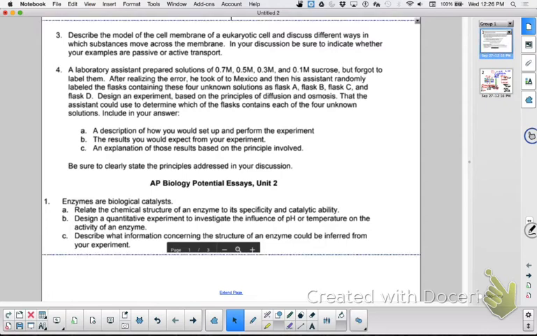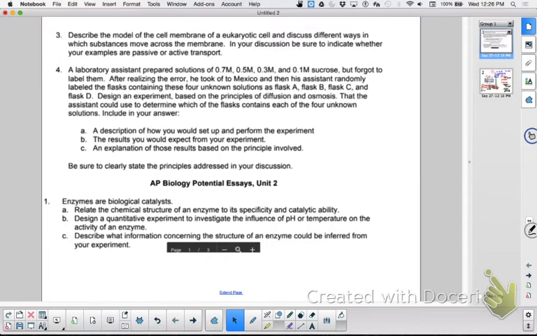Okay, so now let's look at the next question. A laboratory assistant prepared solutions, 0.7, 0.5, 0.3, 0.1 molar sucrose, but forgot to label them. After realizing the error, he took, it's supposed to say he took off to Mexico, and then his assistant randomly labeled the flasks again, making these four unknown solutions. He just labeled them A, B, C, and D.